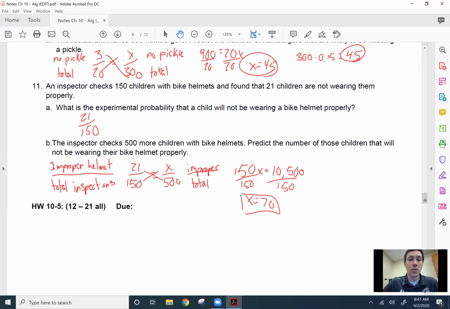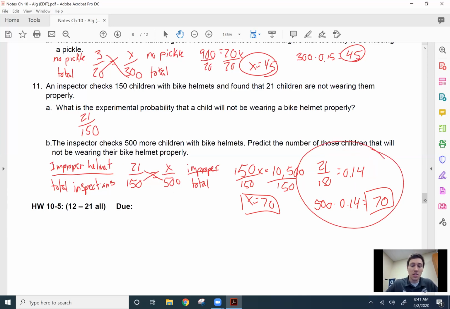Or I can go 21 out of 150 is 0.14. You just plug that into your calculator and you'll get that that's 0.14 written as a decimal. So if I take 500 times 0.14, guess what I get? 70. Again, either way, if you want to think of it as a proportion or you want to think of it as a percentage like this, either way, you're going to still get the same answer. So whatever makes most sense for you guys, I just wanted to give you both options.